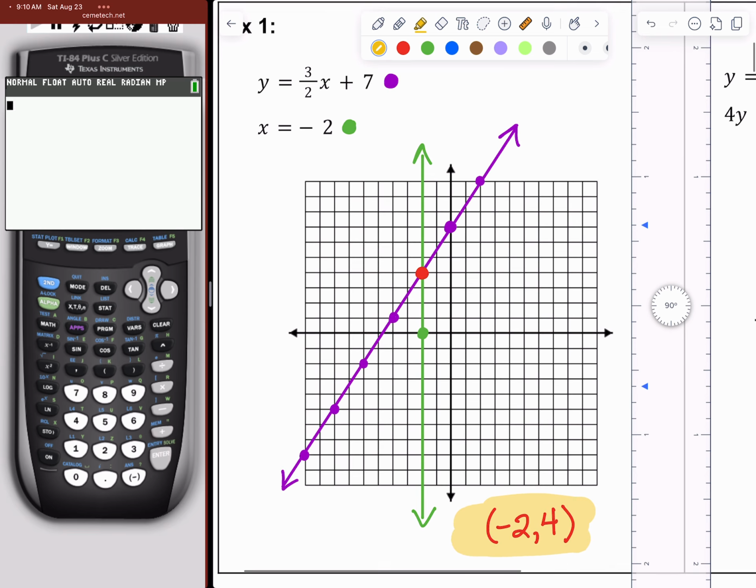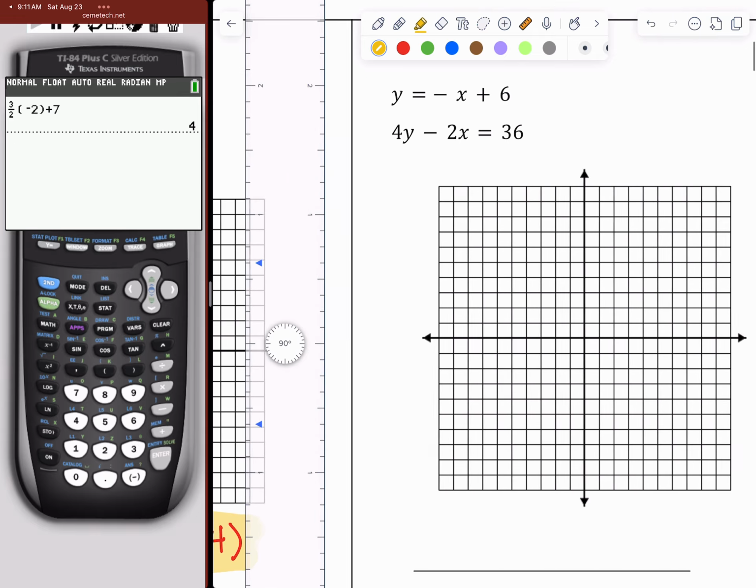And I can check it by substituting. The first equation says y is equal to 3 over 2x plus 7. Well, y is 4, so that's saying that 4 is equal to 3 over 2 times negative 2 plus 7. If I put that in the calculator, 3 over 2 times negative 2 plus 7, as you can see, I get 4. So 4 is equal to 4. And then I know x is equal to negative 2, so negative 2 is equal to negative 2. So it'll make both of those true.